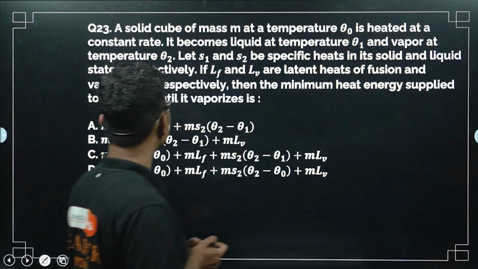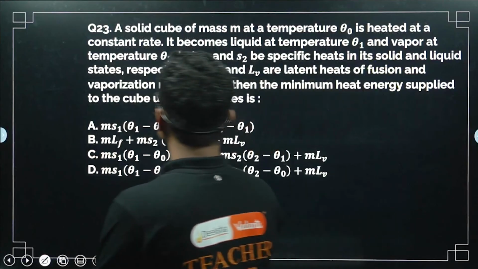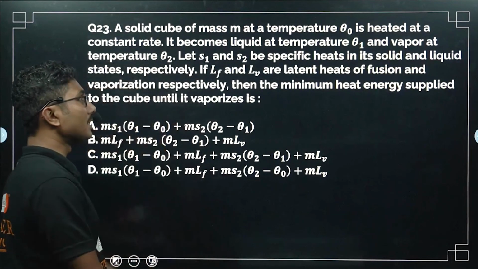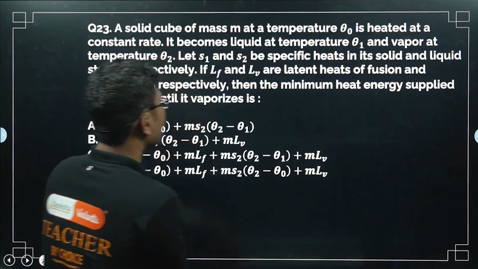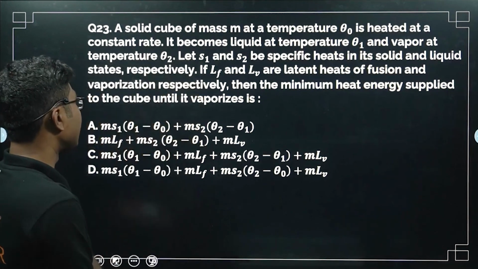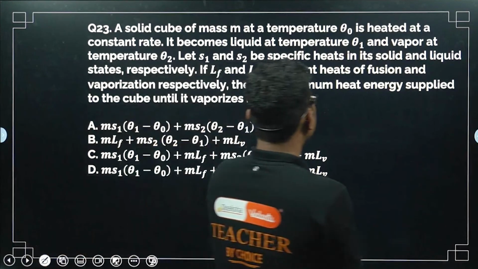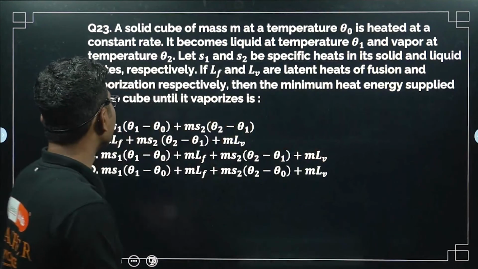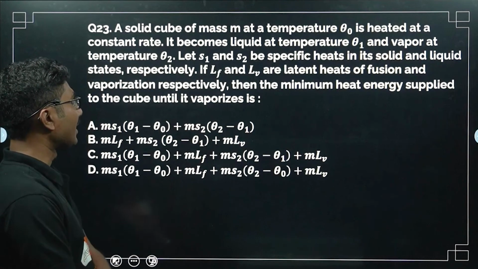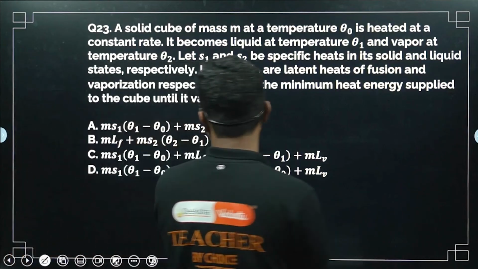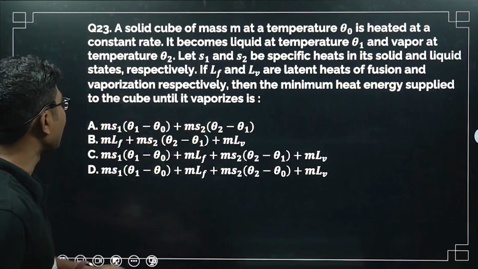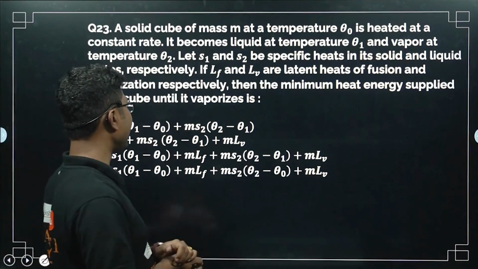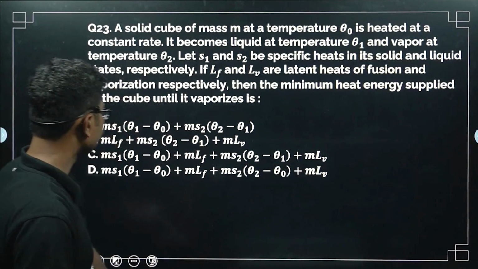Let's move on to problem number 23. A solid cube of mass m at the temperature theta 0 is heated at a constant rate. It becomes liquid at a temperature theta 1 and vapor at temperature theta 2. Let S1, S2 be the specific heats in its solid and liquid states respectively. If LF and LV are latent heats of fusion and vaporization respectively, then the minimum heat energy supplied to the cube until it is vaporized is.